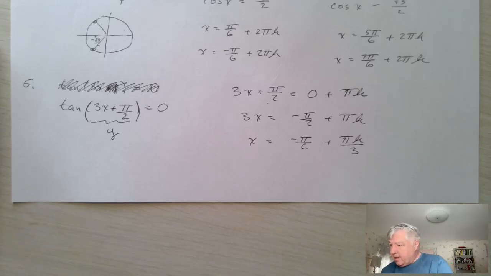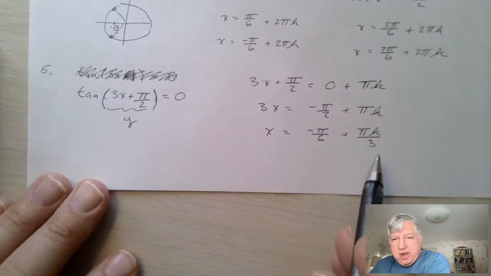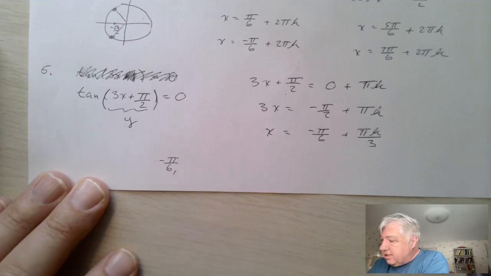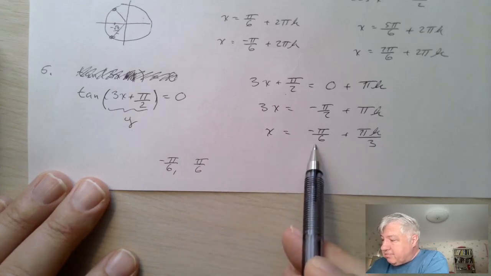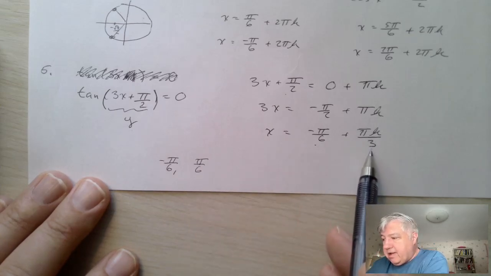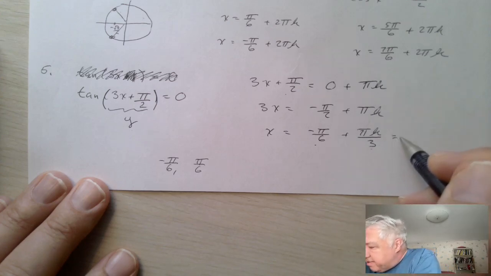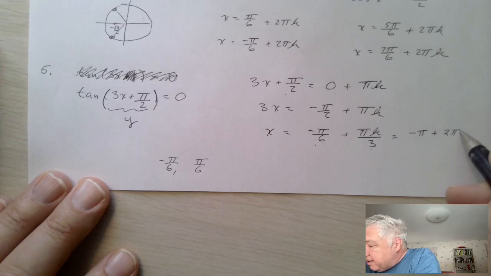Okay. And so now we can again generate as many solutions as we want. We could get negative pi over 6, or we could get positive pi over 6, because that's negative pi over 6 plus pi over 3. That's the same thing as 2 pi over 6. In fact, we could write this as negative pi plus 2 pi k all over 6, right?